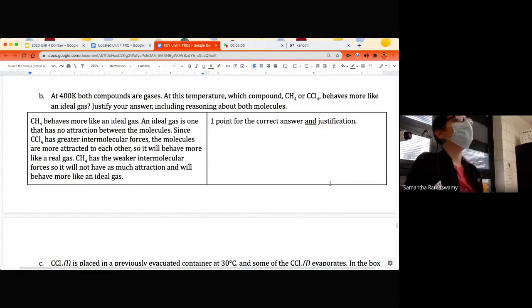So remember when we talked about real versus ideal gases, we were talking about intermolecular forces and the attraction between the gas molecules, and I kept saying we haven't covered IMFs yet, that's next. Well, now we've covered intermolecular forces, so now we can actually see why some gases behave ideally while others behave as real gases. And it's based on those intermolecular forces.